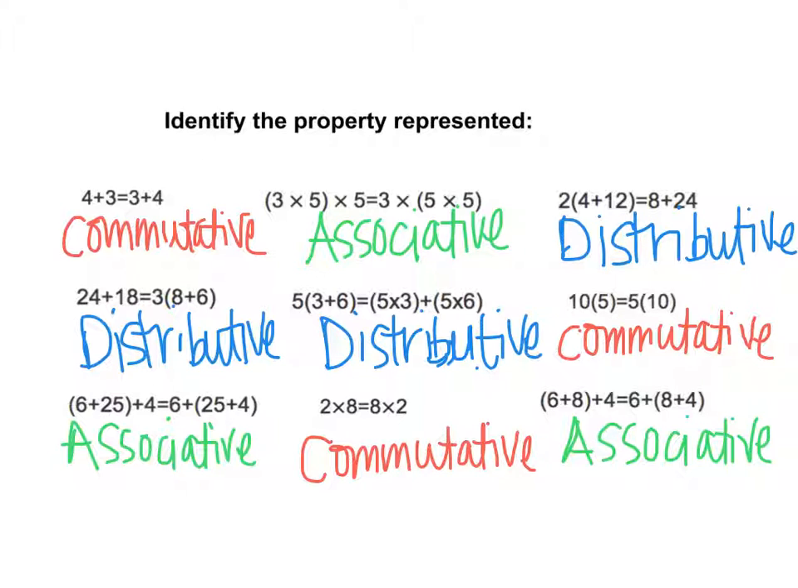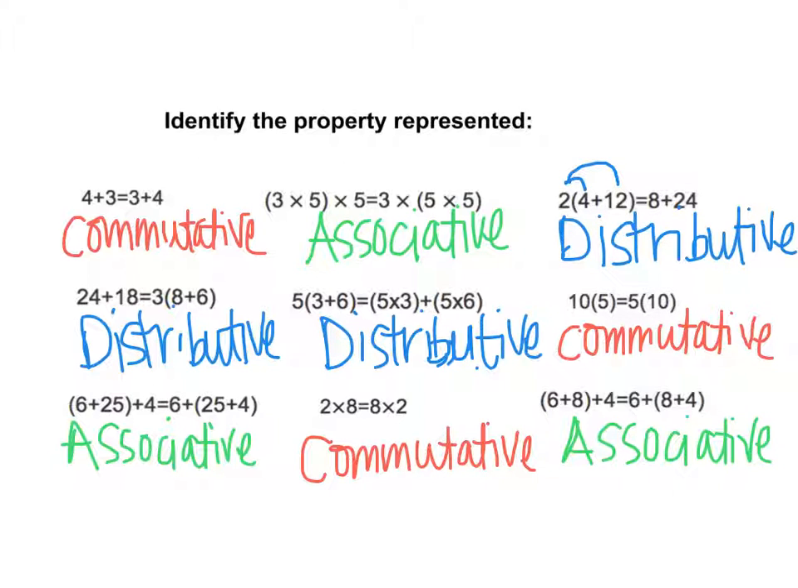So 4 plus 3 equals 3 plus 4. The numbers moved, so this is commutative. 3 times 5 times 5 is equal to 3 times 5 times 5, with different groupings. Notice I have the same numbers. The only thing that's changing are the groupings, so that's associative. 2 times the quantity of 4 plus 12 equals 8 plus 4. We can see that this is equivalent to 2 times 4 plus 2 times 12.